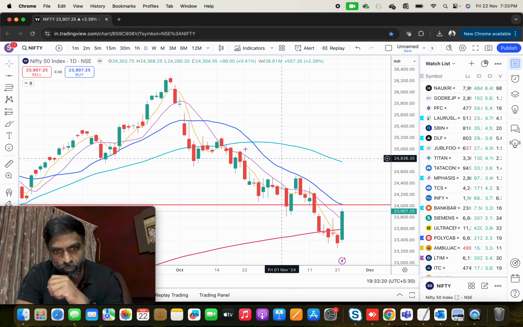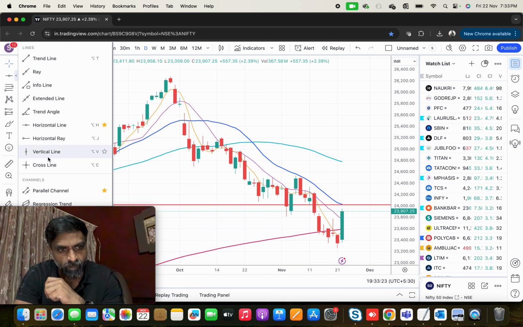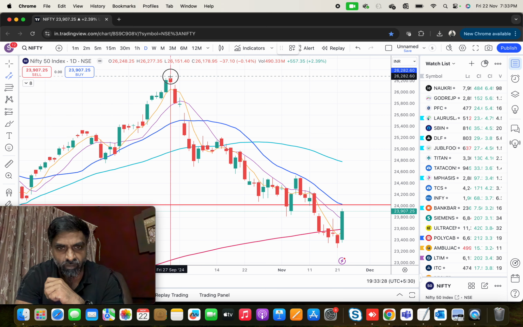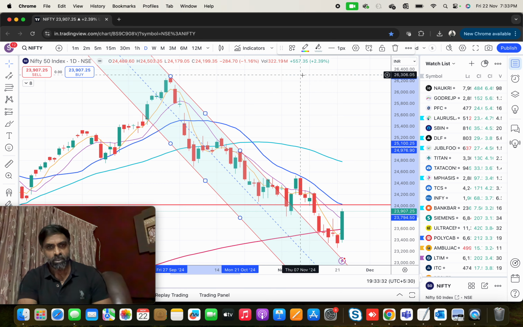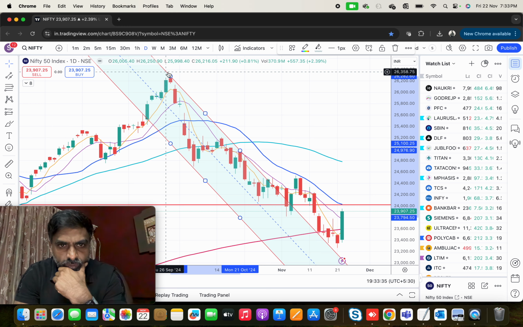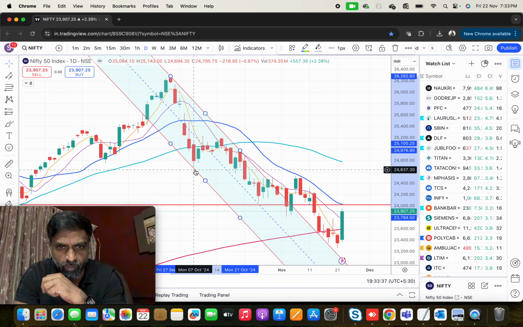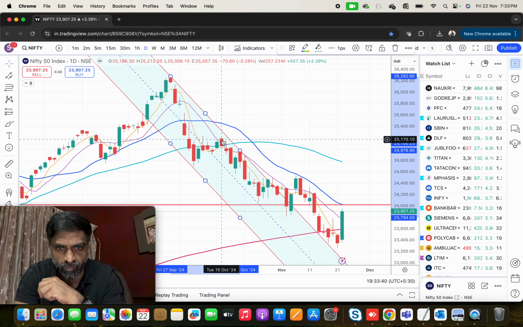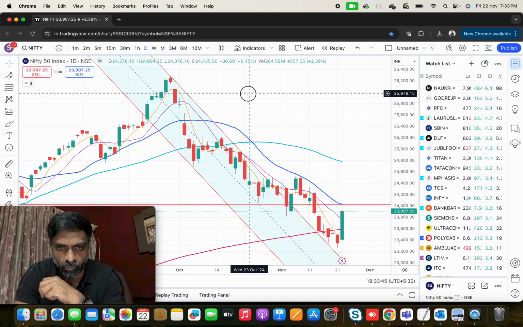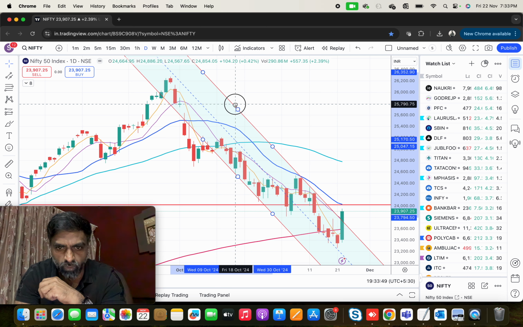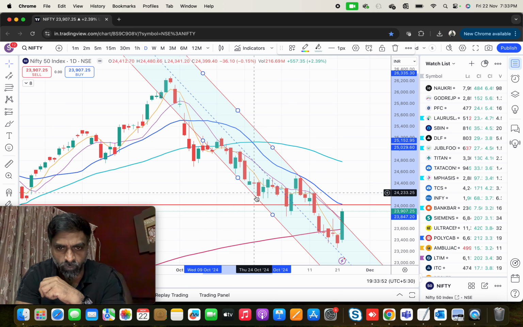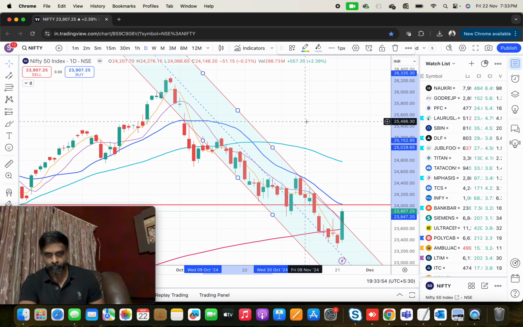Another way is, let's put a parallel channel. This was like this. This is the channel. It's a steep down, and then it tried to touch the top of the channel, and then it's staying above the middle of the channel. Now in these cases, what we can typically do is move the bottom of the channel to the lows of those bars.